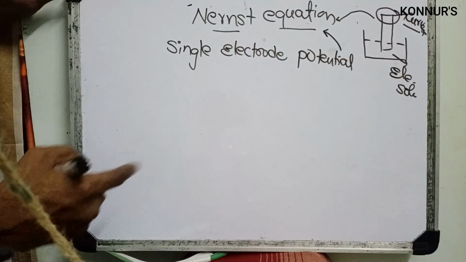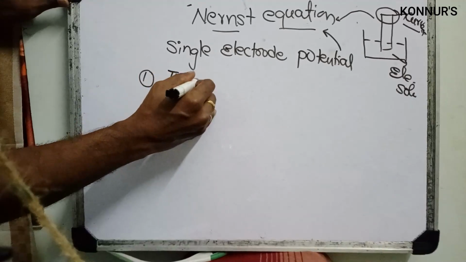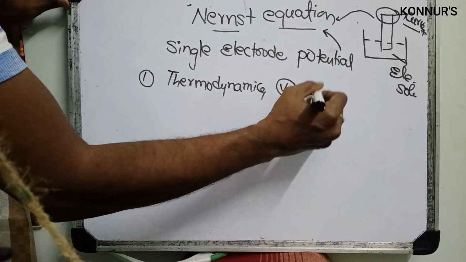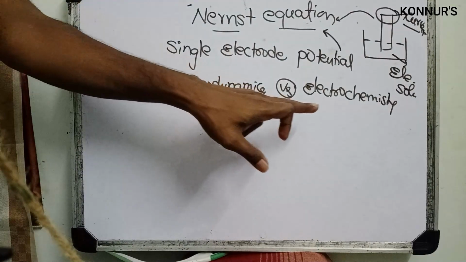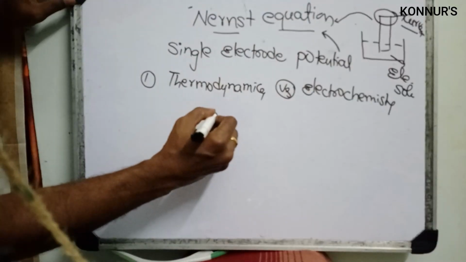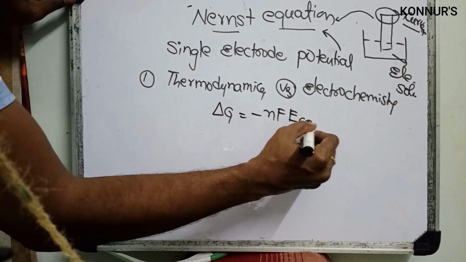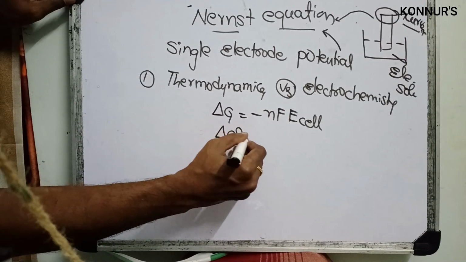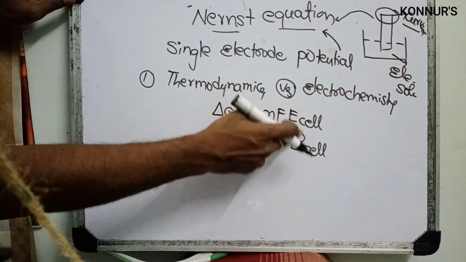It is a combination of our concepts. First you take thermodynamics versus electrochemistry. Electrochemistry explains how much current is generated. The relation with thermodynamics means spontaneity. So what is the formula? Delta G equal to minus nFE cell. This is the generated current, and this is the spontaneity. Next, delta G naught equal to minus nFE naught cell. So this is thermodynamics, this is electrochemistry.